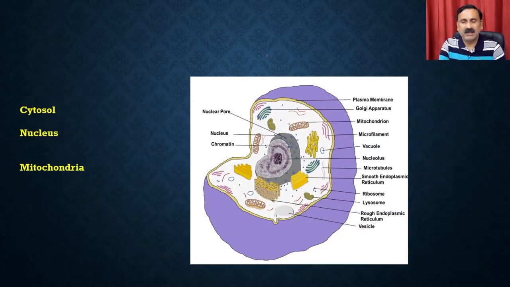So in the previous lecture, we started our discussion about the animal cell, and within the animal cell, we discussed three organelles: the cytosol, the nucleus, and the mitochondria. For each of these organelles, we discussed their mechanism, their role in cellular physiology, and the different structural details of those particular organelles and so on.